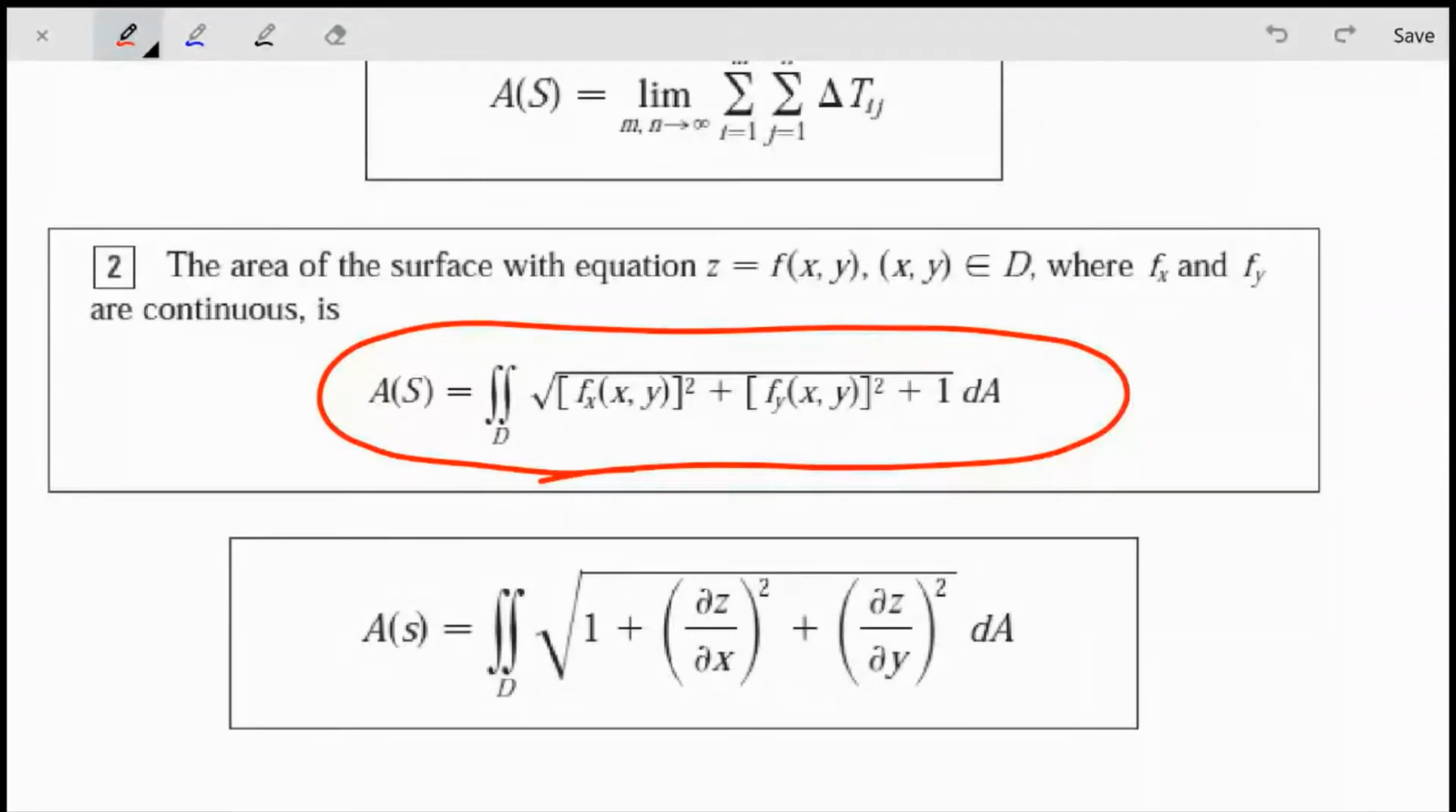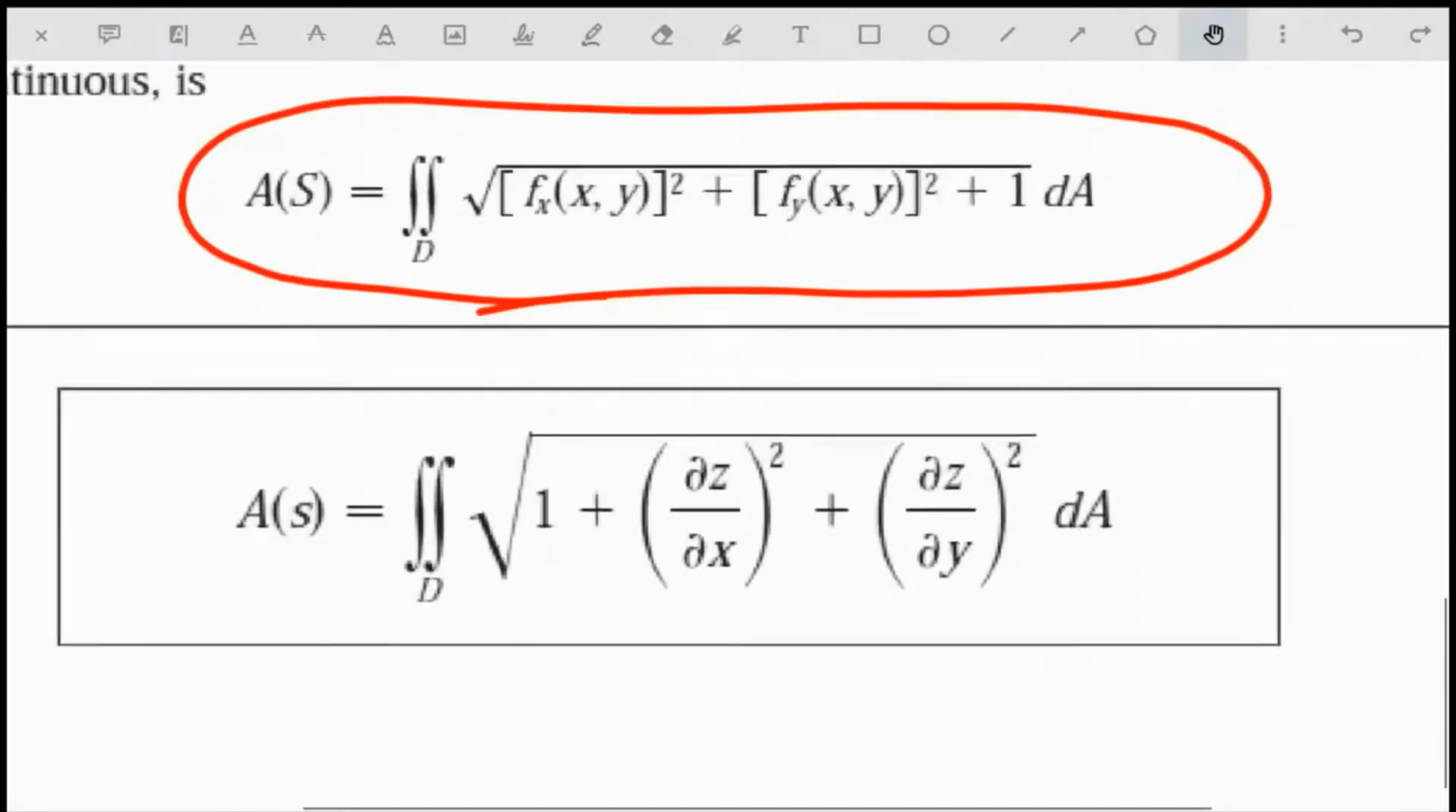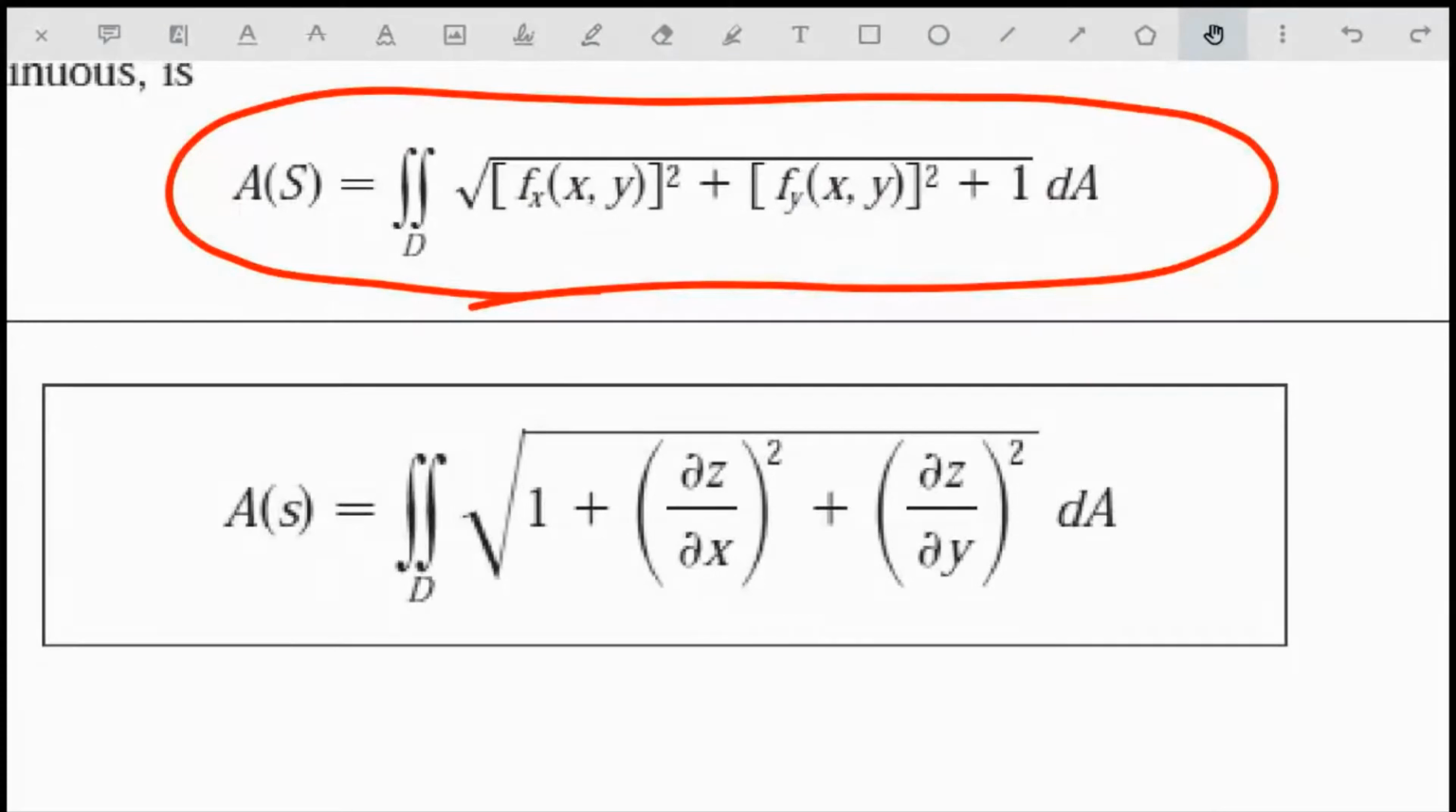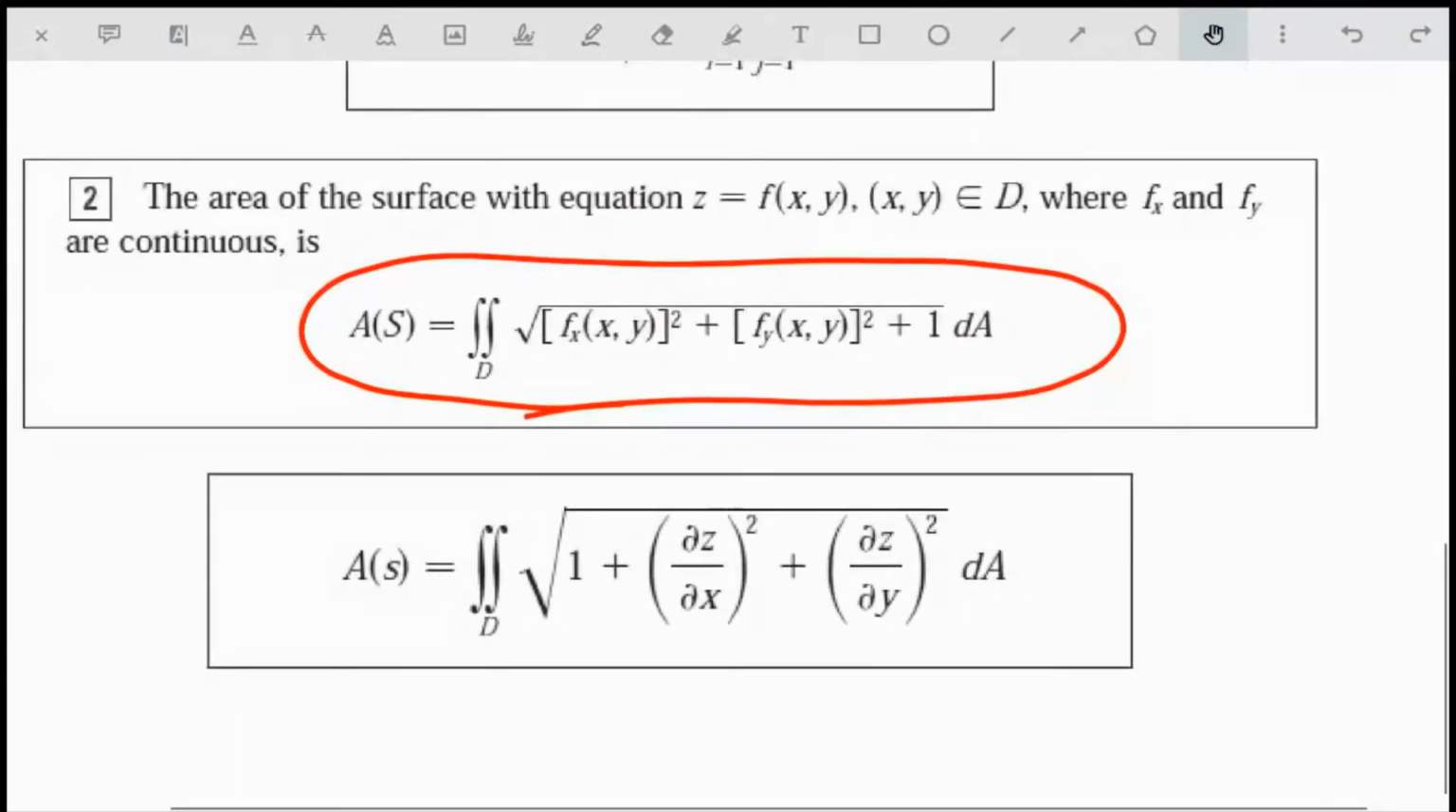Okay, so we can think of this as the x partial and the y partial, or we can write it in another form, as you can see down here. You can see down below, we've got this written as del z del x squared plus del z del y squared. Same thing, it's just different notation. Okay, so that's really the main idea. And like I said, the derivation part of this is what we're going to go through in class.